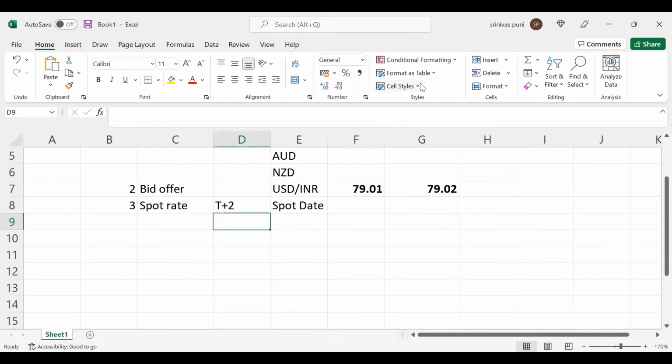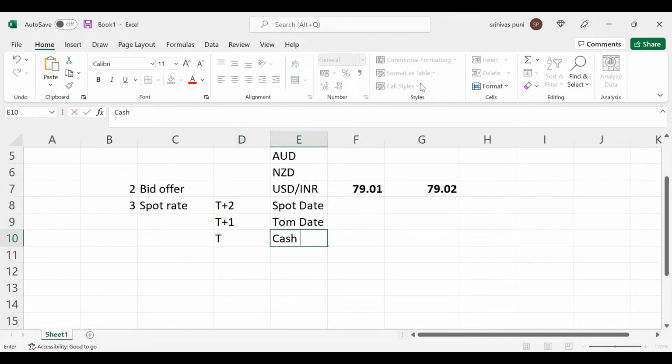Now, what if I want to actually settle my accounts tomorrow? That means the bank transfers have to happen tomorrow. That is T+1, right? That settlement is what is called a TOM settlement or TOM date. And whereas if I want to settle it today itself, it is called a cash date. Cash date meaning today itself. The actual account transfers have to happen today itself.